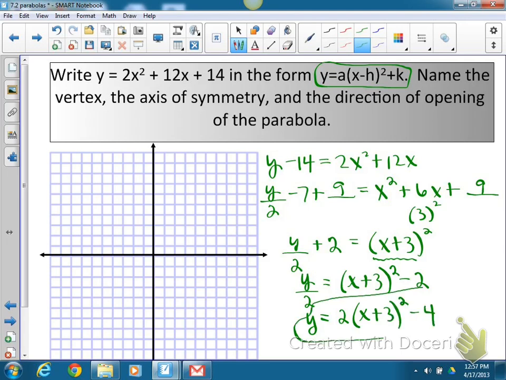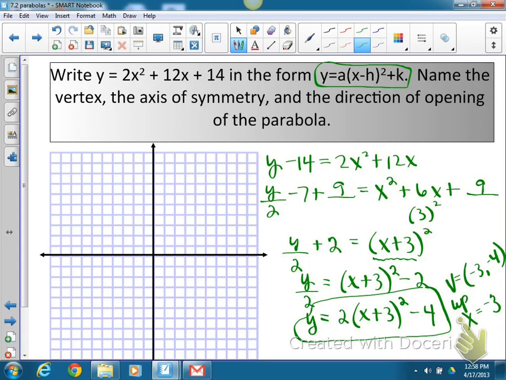Here is my vertex form. My vertex then is -3, -4. It is y equals this quantity, so it's going to be open up or down, and specifically up because my a value is positive. My axis of symmetry is x equals -3.